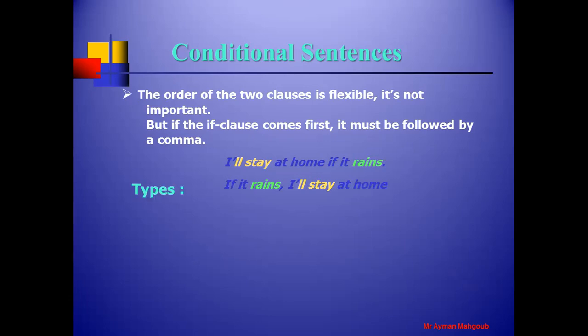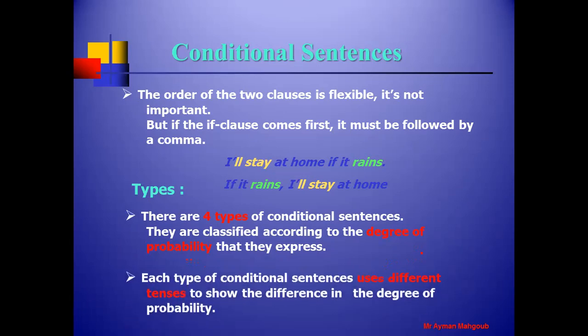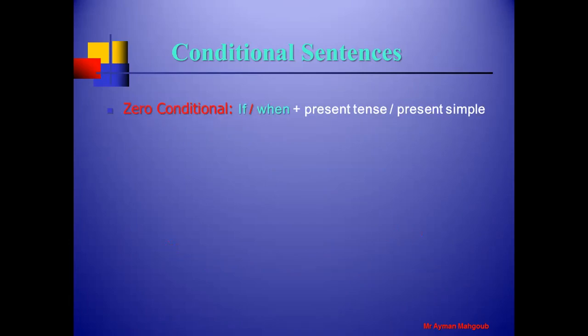The types of the if conditionals: there are four types of conditional sentences. They are classified according to the degree of probability, as we know. In four types, each type of conditional sentences uses different tenses, as we know, to show the difference in the degree of probability.